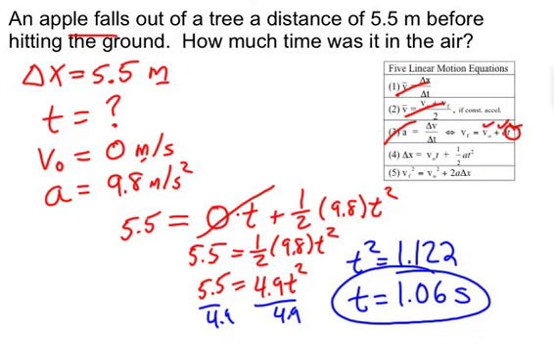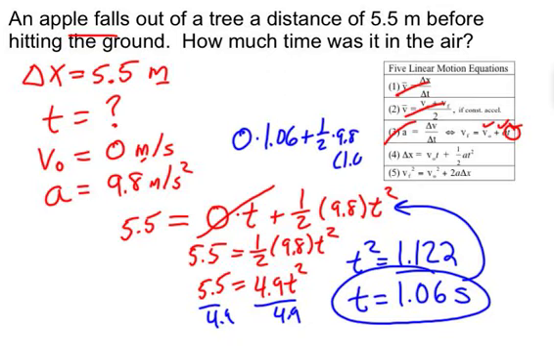If I want to confirm I did it right, I can plug this back into this equation. So we'll have 0 times 1.06 plus 1/2 times 9.8 times 1.06 squared. I'll just double check that. So 1.06 squared times 9.8 times 1/2, and I get 5.5. So it checks out. It looks like I did all right. So that's the final answer of this motion problem.